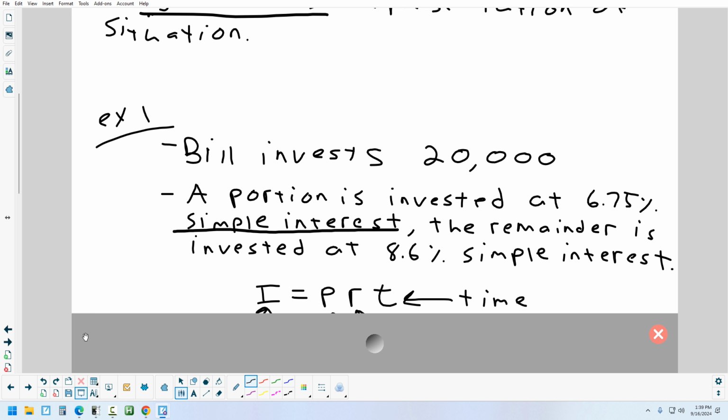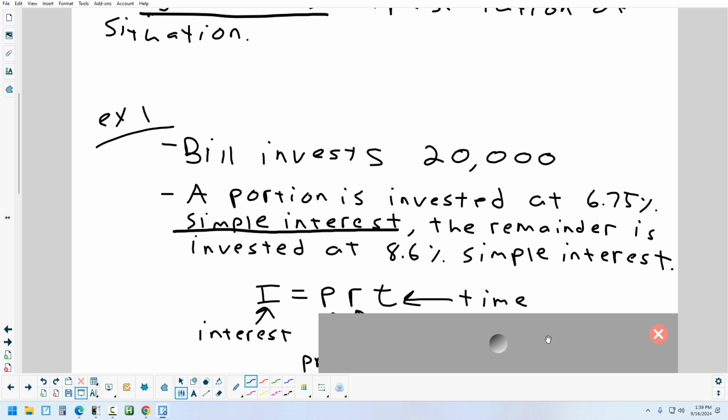Anyone have a guess what the I stands for? Interest. That's how much interest Bill is going to make. So that's money that this investment pays him, just because he took money and gave it to this company to invest. P, you might not know that one. That's the principal. The principal is how much money you invest. So let's say today, after school, you go to the bank, you open a savings account, you put $500 in it. 500 would be your principal. It's what you put into the account.